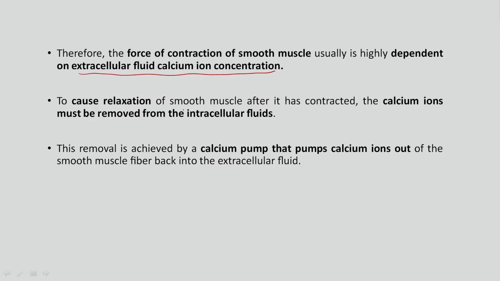To cause relaxation of the smooth muscle after it has contracted, the calcium ion must be removed from the intracellular fluid. So, once it has been released, for the relaxation to take place, calcium ion must be taken out from the inside of the cells. This takes place by the calcium pump, which will take calcium out of the cells.